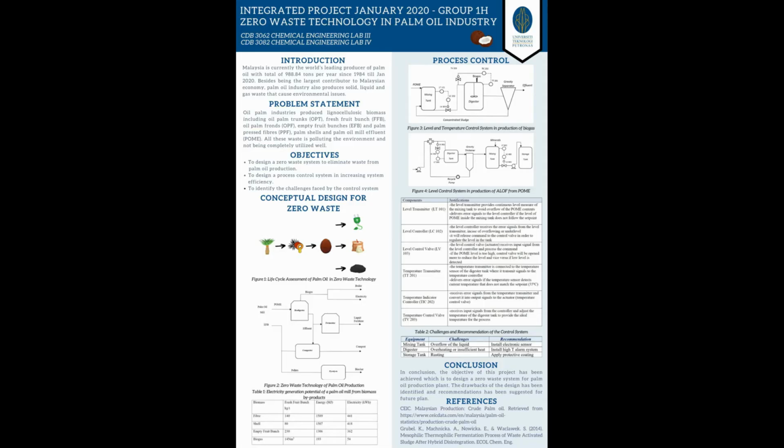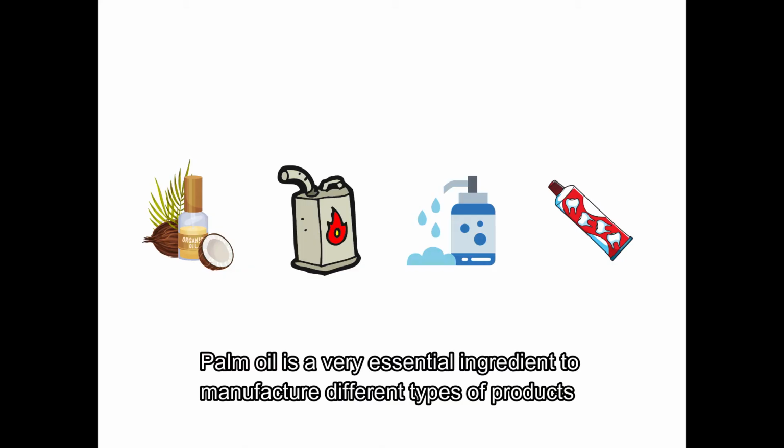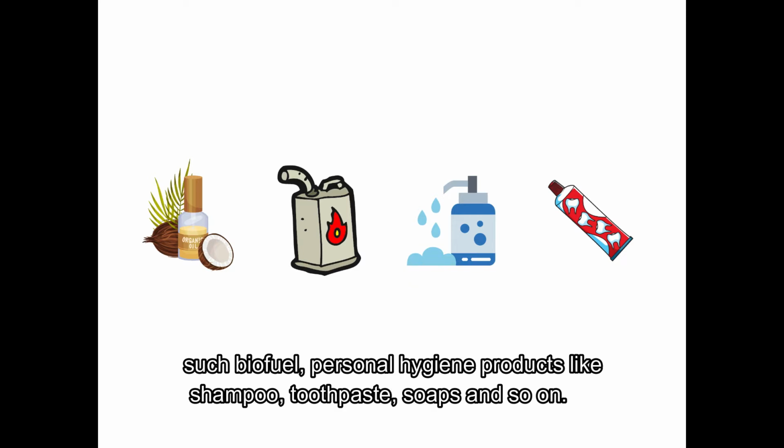The title of our project is Zero Waste Technology in Palm Oil Industry. Palm oil is a very essential ingredient to manufacture different types of products such as biofuel, personal hygiene products like shampoo, toothpaste, soaps, and so on.